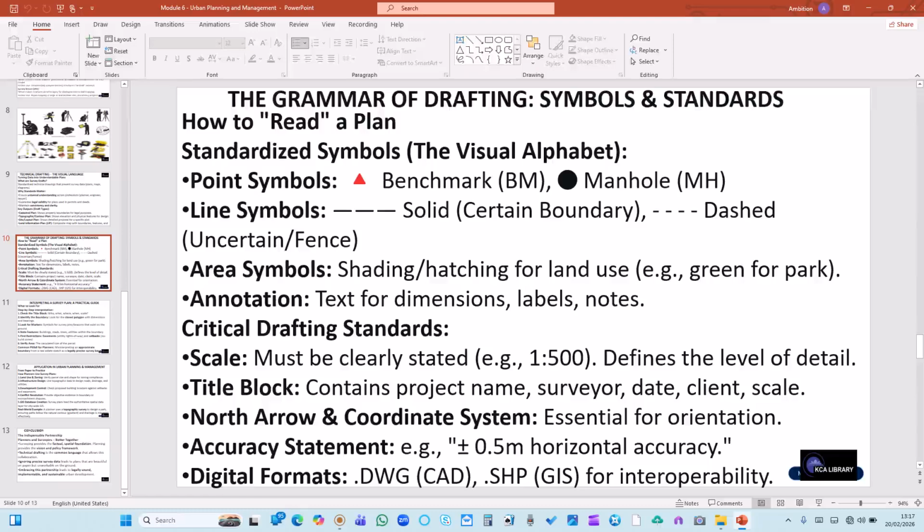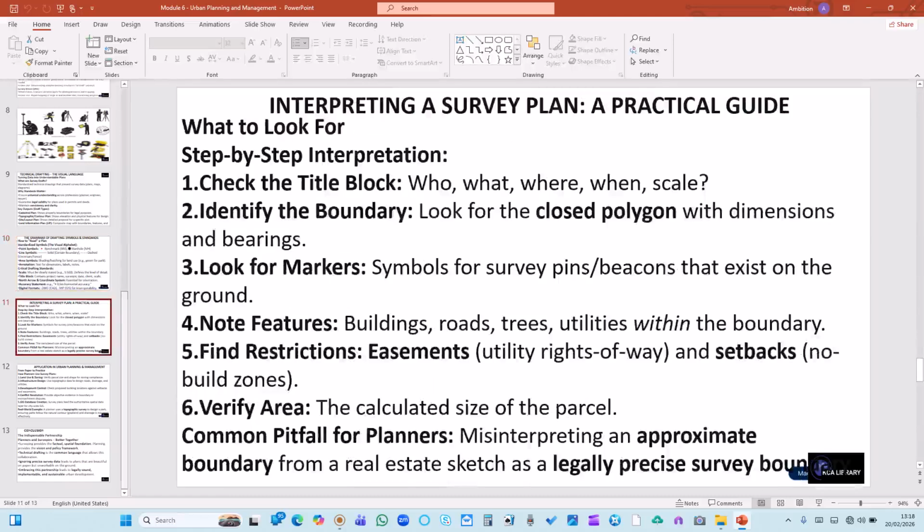Then we have the north arrow and coordinate system, which is essential for orientation. Then we also have the accuracy statement, such as plus or minus 0.5 meter for horizontal accuracy. Now the digital formats include DWG for CAD, SHP for geographic information system, which is used for interoperability. So this is how to read a survey plan.